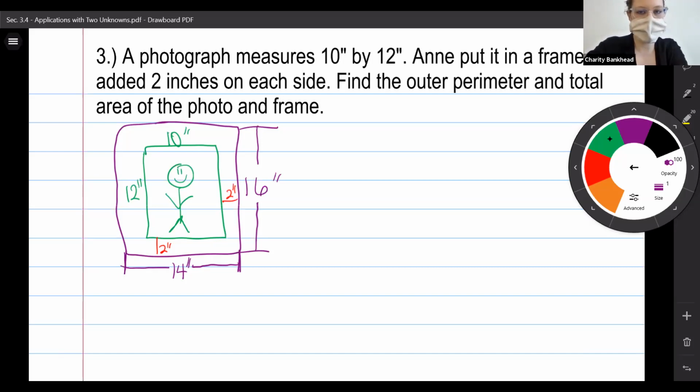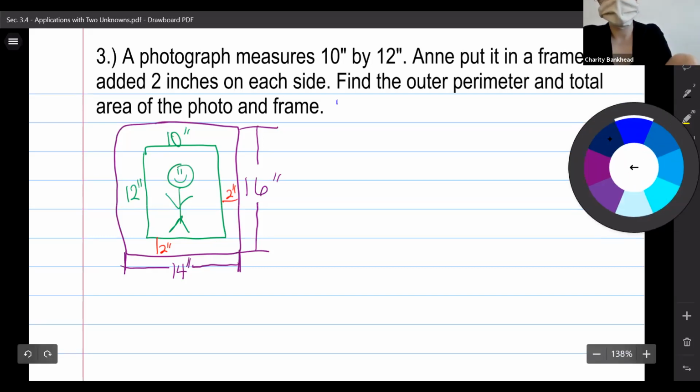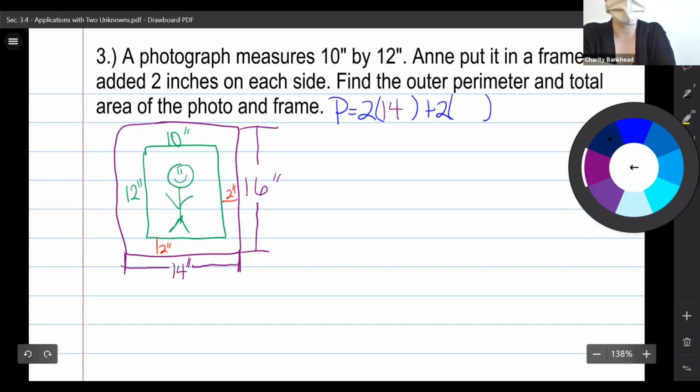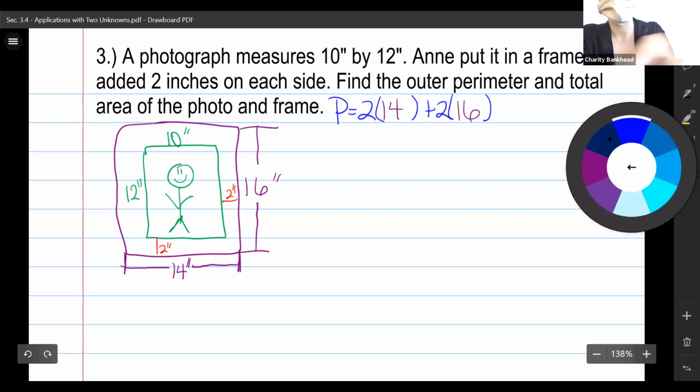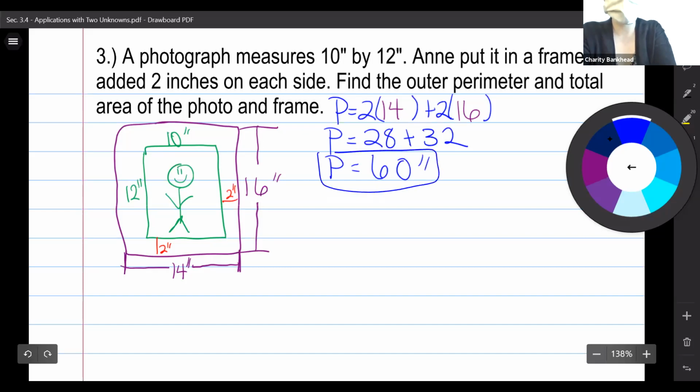Okay, and then they just want us to find the outer perimeter and the area. So perimeter is 2 times the length plus 2 times the width. And those are interchangeable. It doesn't matter which is which. One of them is 14 and one of them is 16. Okay, so 2 times 14 is 28, 2 times 16 is 32, and then 28 plus 32 is 60. So 60 inches is the perimeter.